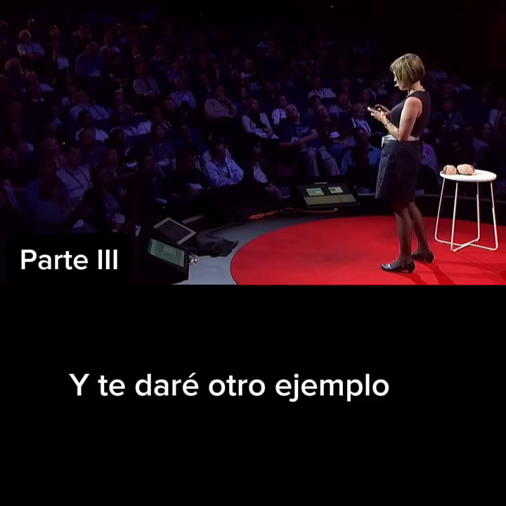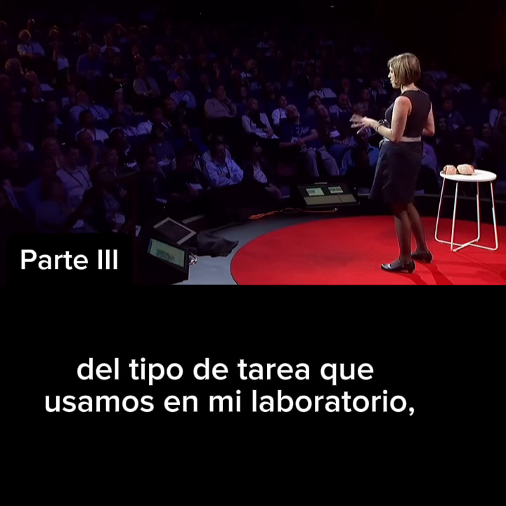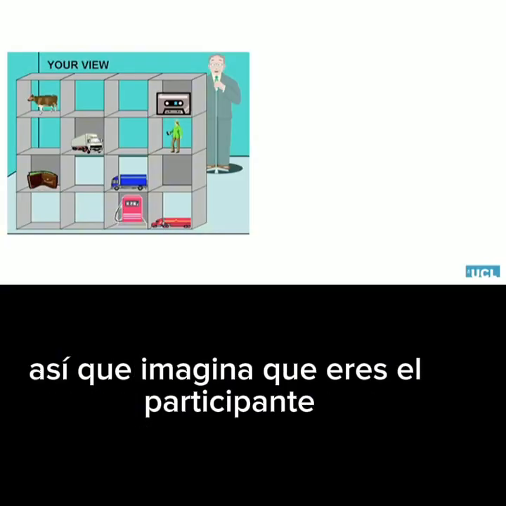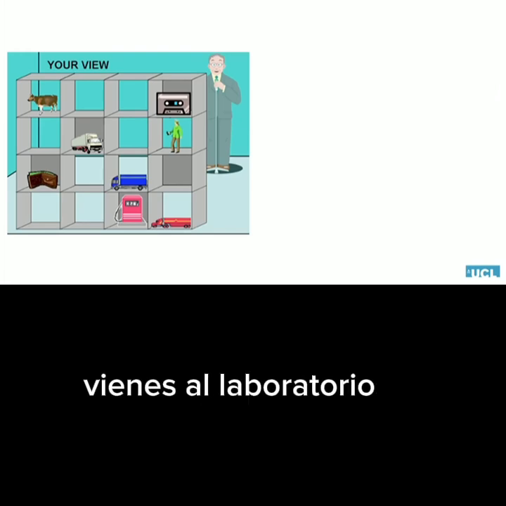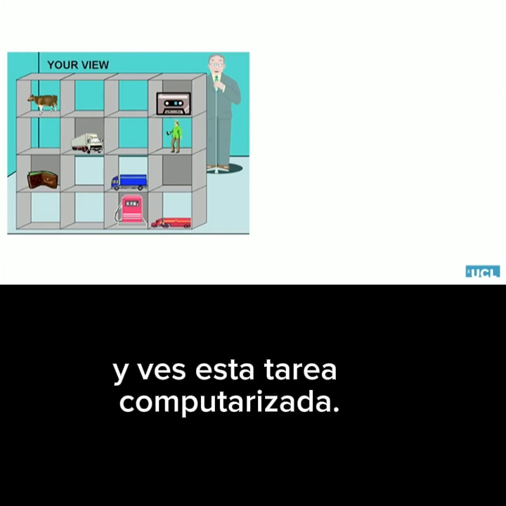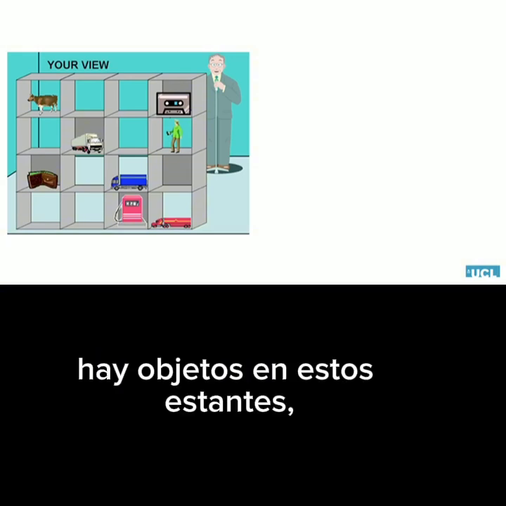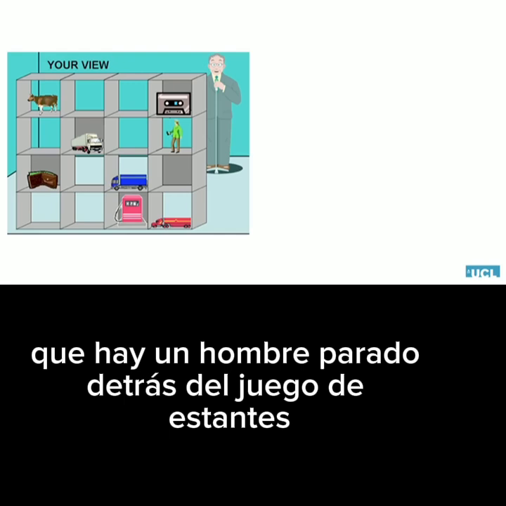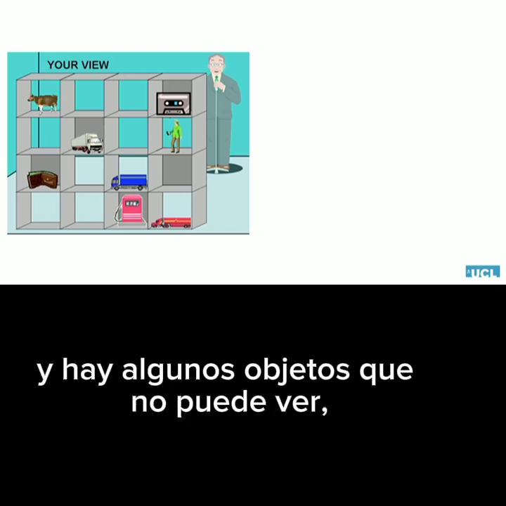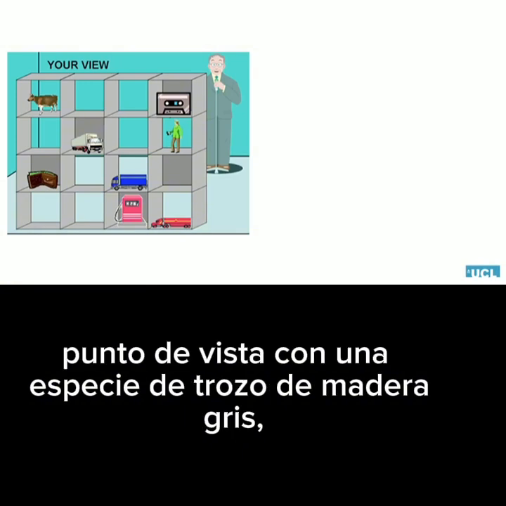And I'll just give you another example of the kind of task that we use in my lab. So imagine that you're the participant in one of our experiments. You come into the lab, you see this computerized task. In this task, you see a set of shelves. Now, there are objects on these shelves, on some of them, and you'll notice there's a guy standing behind the set of shelves, and there are some objects that he can't see. They're occluded from his point of view with a kind of grey piece of wood.